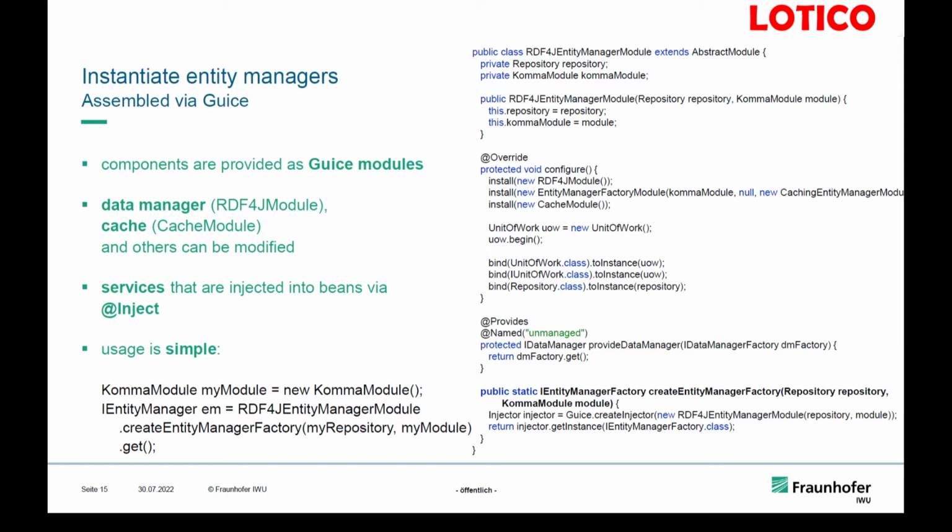Last not least, the usage is simple. You just instantiate your KOMMA module, you configure it with behaviors and the other things, and then you can just create an entity manager factory, in this example for a specific RDF4J module, and you just use the method get on the factory to get an entity manager instance that should be closed afterwards.